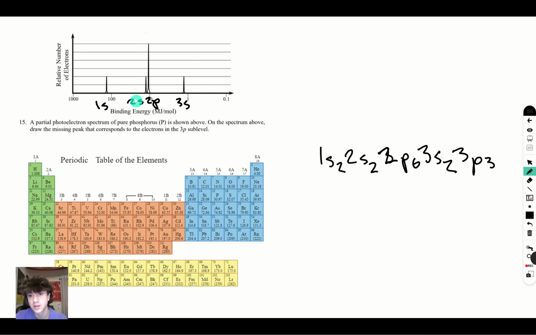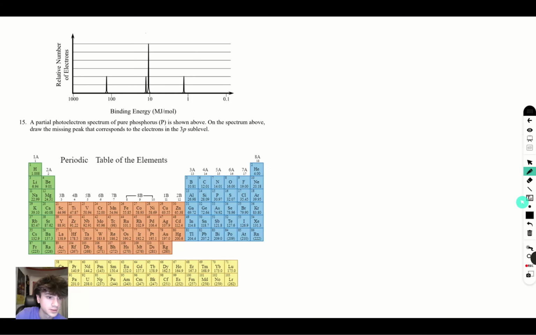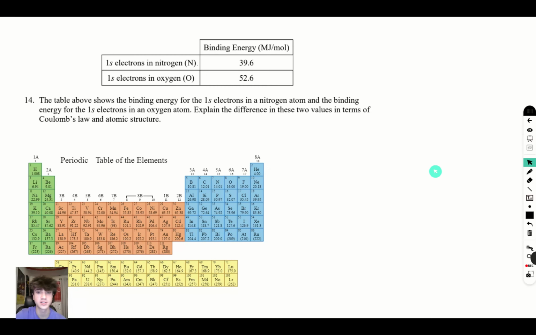So as we can see, the 2p is just slightly to the right of 2s. So the same thing's going to apply. 3p is going to be slightly to the right of 3s, and it's going to be 3 electrons tall, because as we can see here, the amount of electrons in the 3p orbital for phosphorus is going to be 3. So now let's move on to the final question.